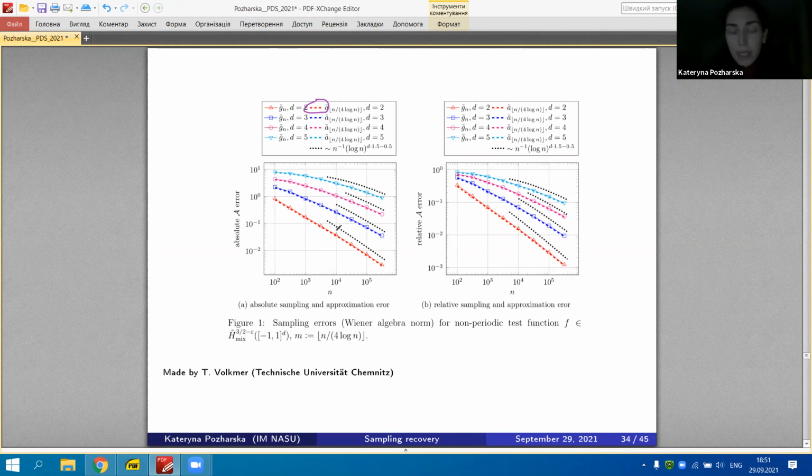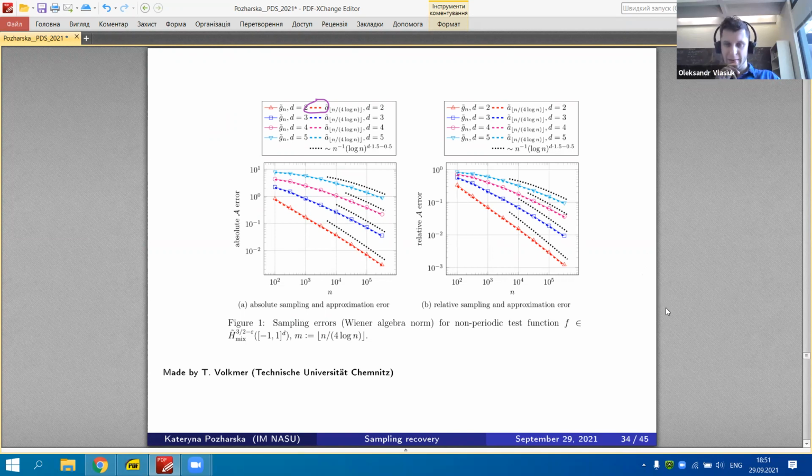But we can draw these pictures for periodic functions, and the picture will remain almost the same, if you compare approximation numbers and sampling numbers. You mean for different orthogonal bases? Yes.